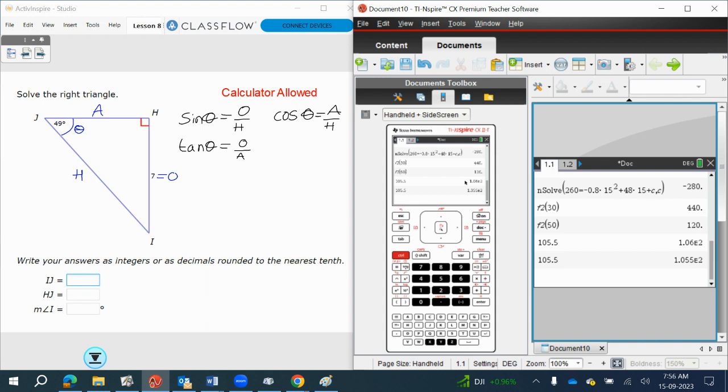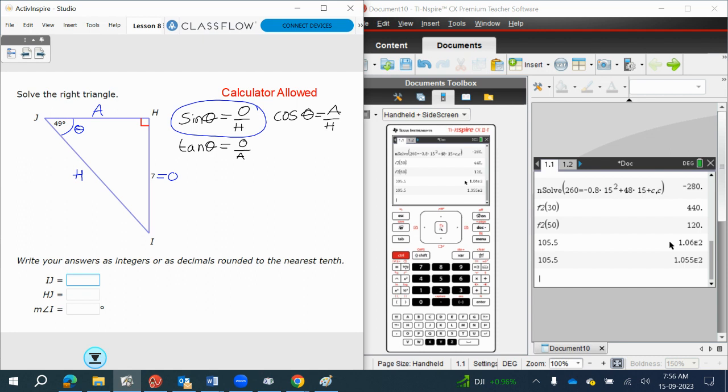So firstly, we're asked to find ij. Ij is the hypotenuse, and we have the opposite. So if we have the opposite and the hypotenuse, we're going to be using this formula here. So we can say that the sine of 49 degrees is equal to the opposite over the unknown that we're after. And then we could rearrange this and solve.